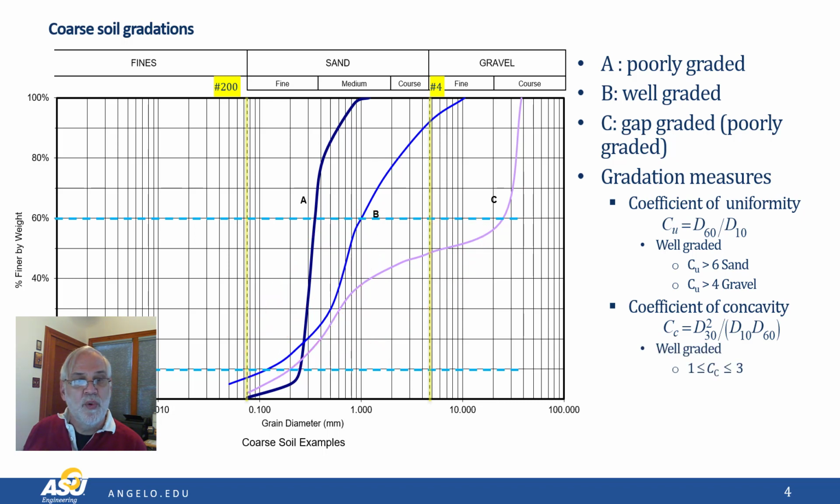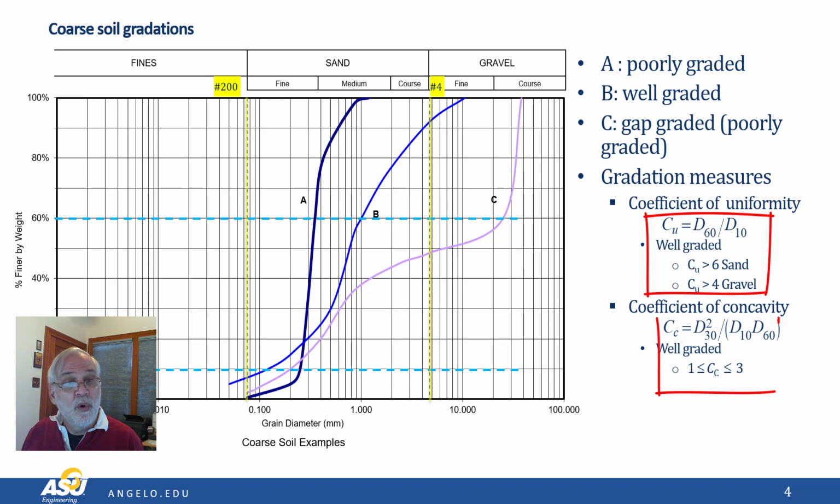ASTM Standard D2487 requires well-graded soils to have a coefficient of concavity between 1 and 3. Gap-graded soils like soil C will have a C sub C outside this range. So, for a soil to be well graded, it must have a coefficient of uniformity greater than 6 for a sand or greater than 4 for a gravel, and a coefficient of concavity must be between 1 and 3.